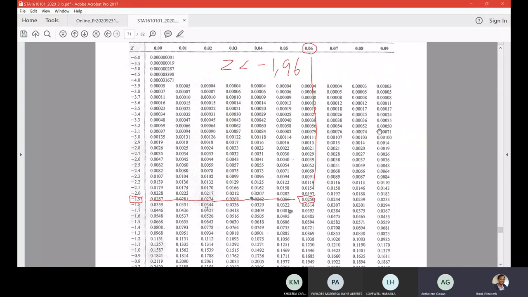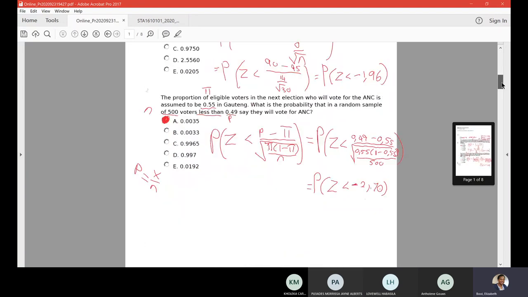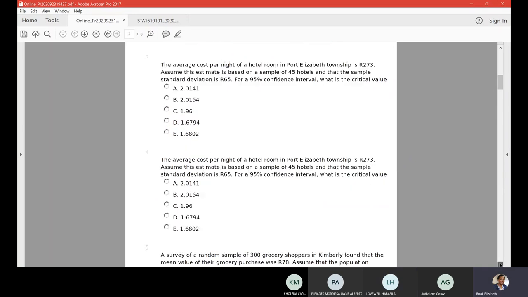Yes, then we go to the table. We look for minus 2.7 and 0 at the top. Therefore, that is our probability, 0.0035. Which is option number one. A. Which is A, yes. Okay. Then we move to the next question.